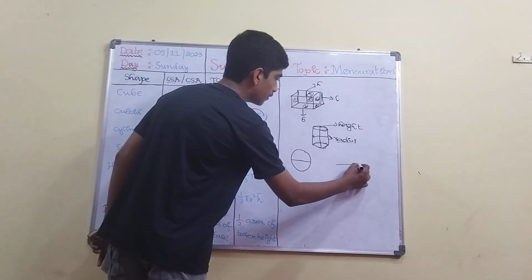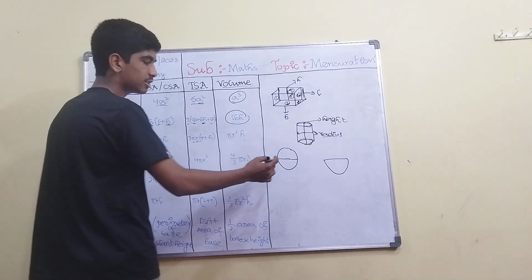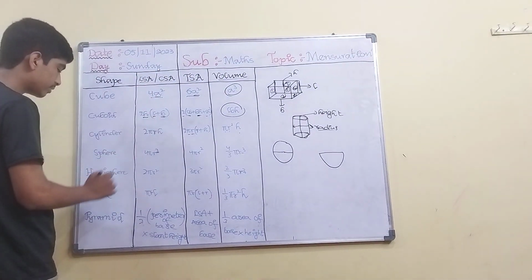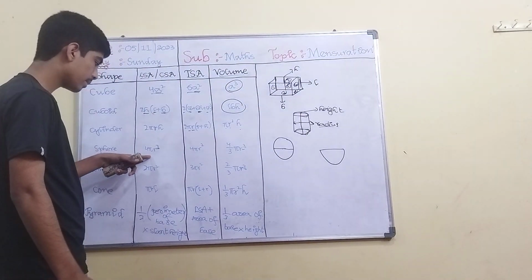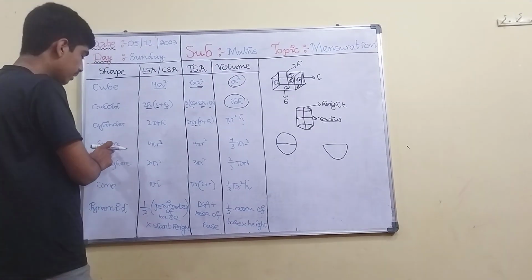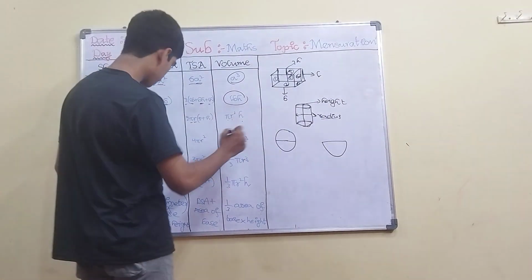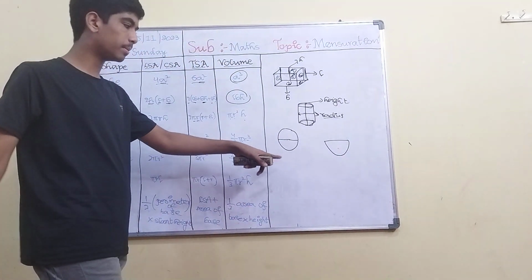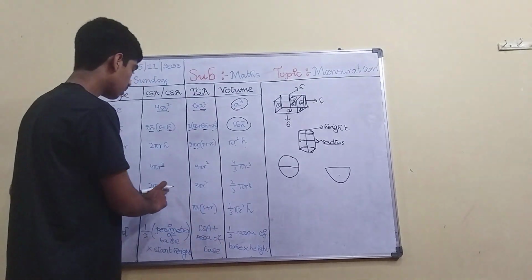Hemisphere is the half of the sphere. Hemisphere means semicircle and sphere means circle. So this is hemisphere. CSA of hemisphere is 2 pi r square. Here it was 4 pi r cube, here it is 2 pi r square because it is the half of the sphere. Sphere is 4, so it will become 2. There will be no radius for hemisphere because it is not a complete figure, so only 2 pi r square.